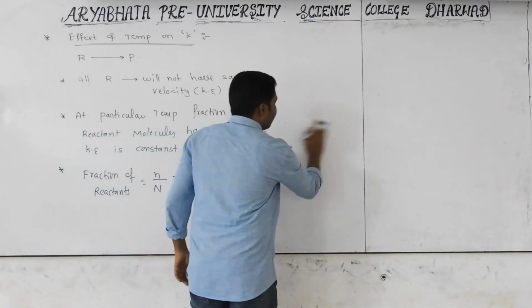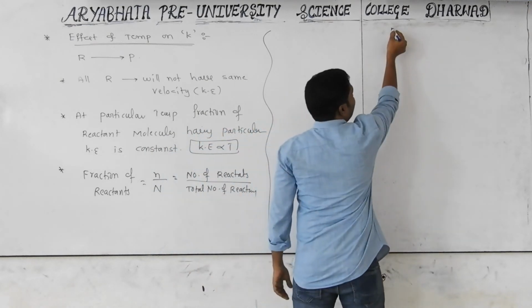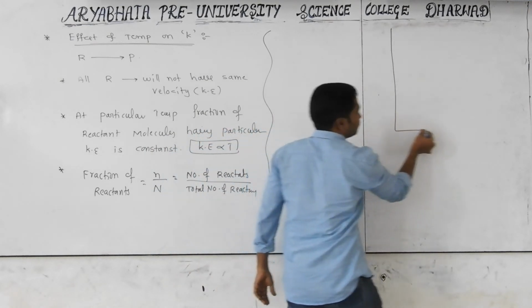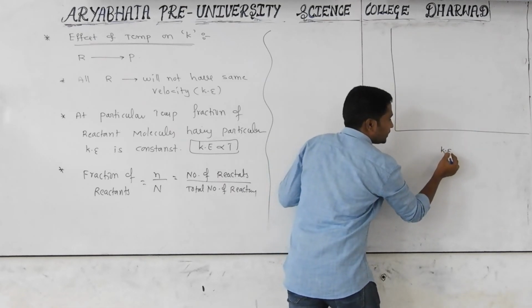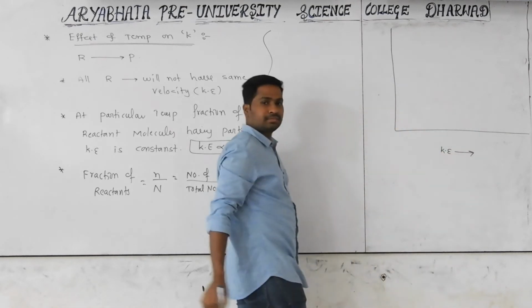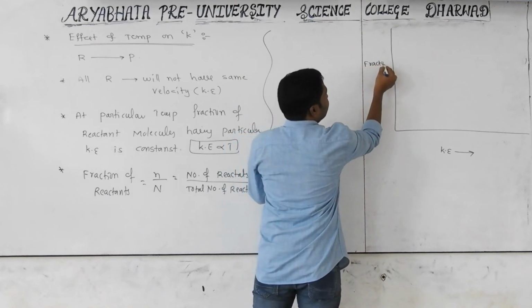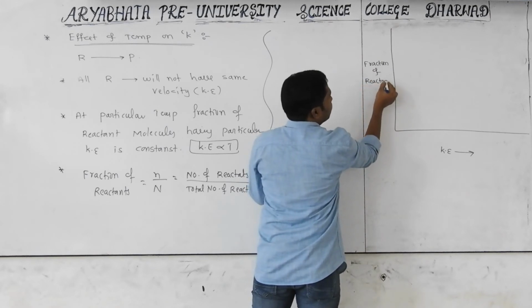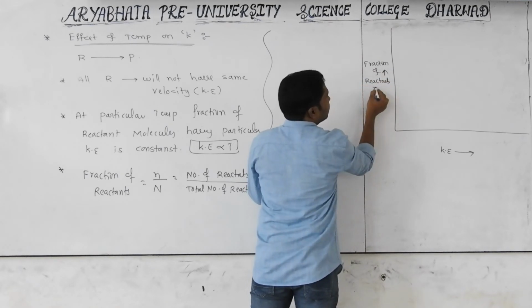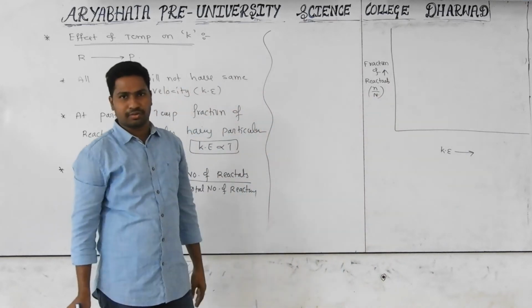Okay. Now, I am telling very important information, so see carefully. I am taking a graph. On this graph, I am taking kinetic energy of gas particles here, and here I am taking fraction of molecules, fraction of reactant molecules, denoted by small n by capital N: particular molecules by all molecules.